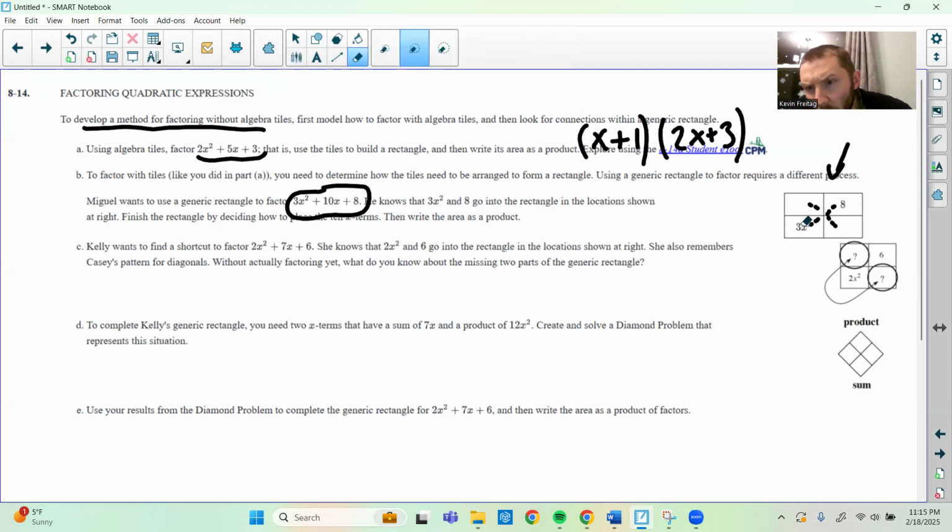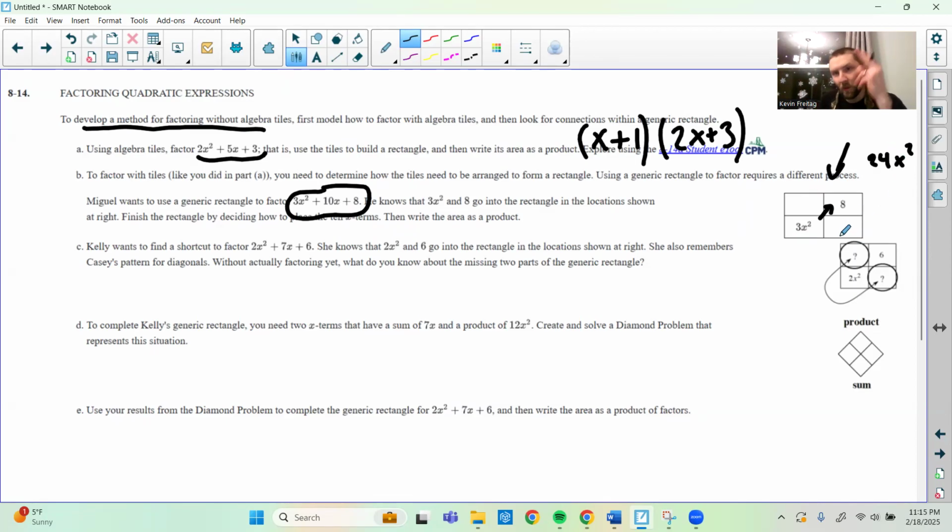So how am I going to figure out what to do with these 10 x's that Miguel has in his expression? They have to go here in these two boxes. It could be 5 and 5, it could be 6 and 4, it could be 8 and 2. I don't know, but I got to figure out how many x's go here, how many x's go there, okay? But they have to multiply those two numbers, however I split them up. They have to multiply to the same thing that 8 times 3 multiplies to, okay? So 3x squared times 8, if I multiply those together, I get 24x squareds.